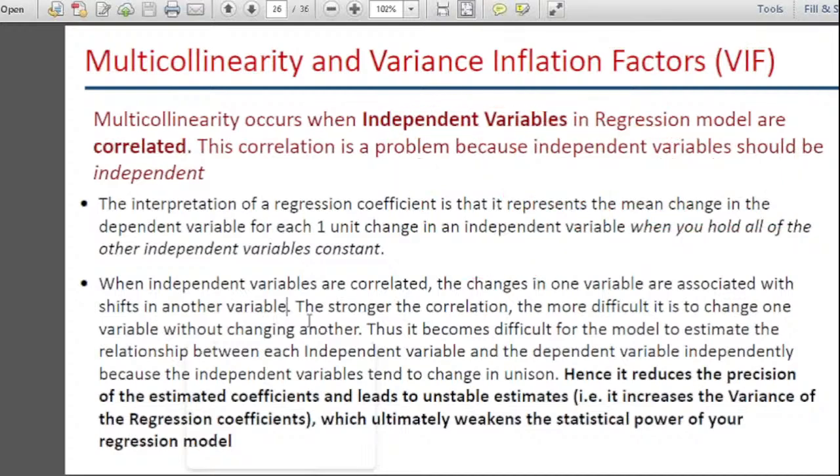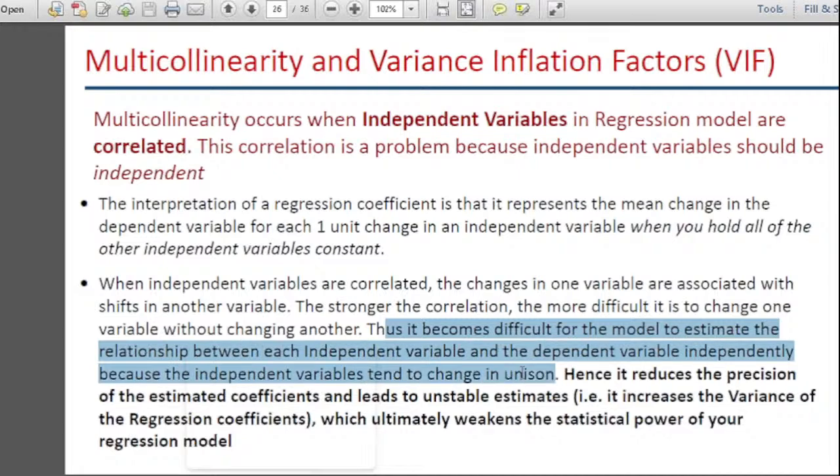I'll read this again. When independent variables are correlated, the changes in one variable are associated with the shifts in another variable. The stronger the correlation, the more difficult it is to change one variable without changing the other. Agree? Without changing one variable, I will not be able to change the other. Thus, it becomes difficult for the model to estimate the relationship between each independent variable and the dependent variable independently, because independent variables tend to change in unison.